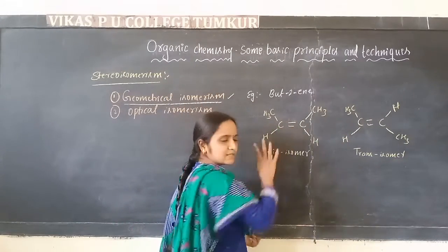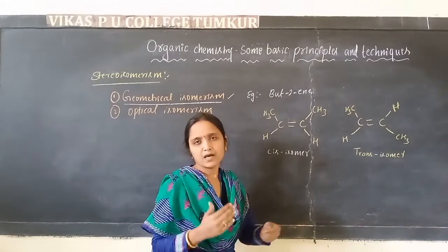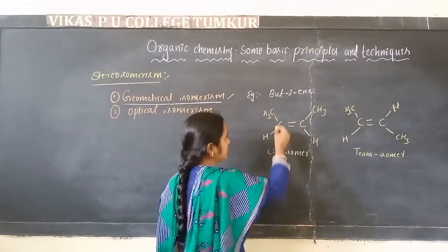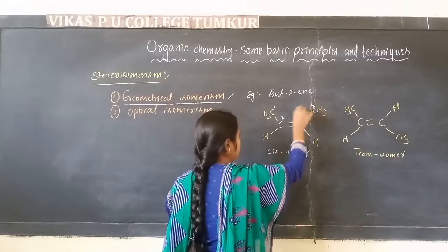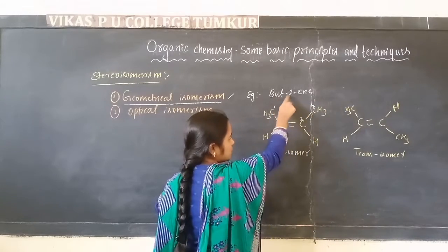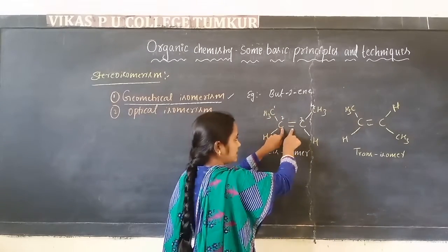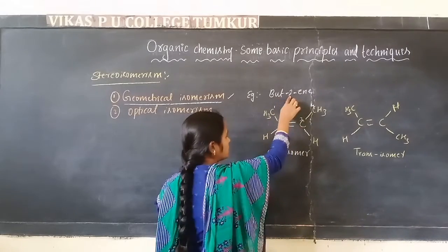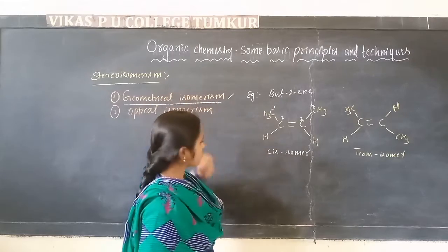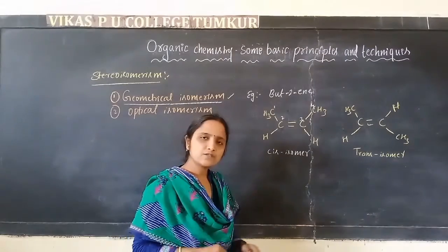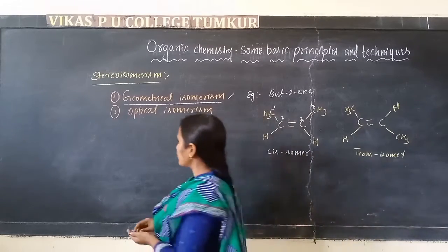Because the same molecular formula is there, but they differ in the arrangement of groups around the carbon-carbon double bond. Here, naming: carbon 1, 2, 3, 4. The compound name is butene because 4 carbon atoms are there. Then the second carbon has the double bond, therefore but-2-ene. The name of this compound is but-2-ene. So this is the example for geometrical isomerism.